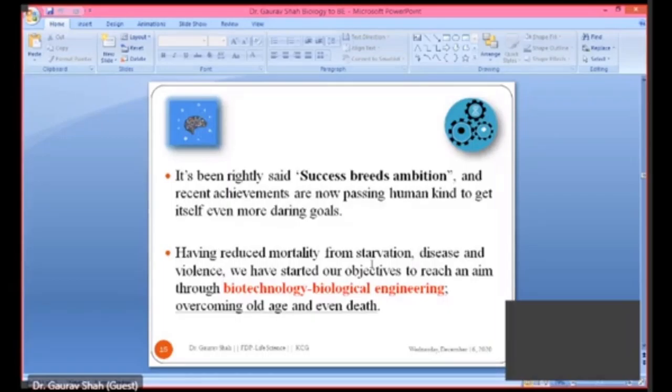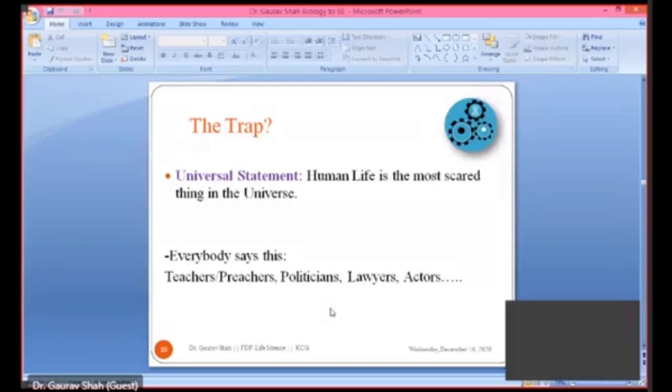So now our main objective, we started with the aim, through biotechnology and biological engineering. In the Venn diagram, I showed why biological engineering is important for all biologists, not just to overcome old age, but even death. Because we have witnessed many deaths, and we fear that we also might get extinct. So this is one of the most important daring goals which humans have already started working on. And that is a trap. Is it a trap? Again, a question mark.